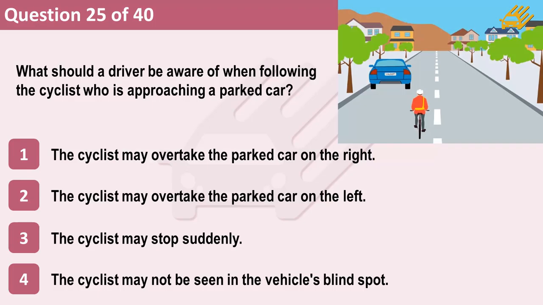What should a driver be aware of when following the cyclist who is approaching a parked car? 1. The cyclist may overtake the parked car on the right. 2. The cyclist may overtake the parked car on the left. 3. The cyclist may stop suddenly. 4. The cyclist may not be seen in the vehicle's blind spot.